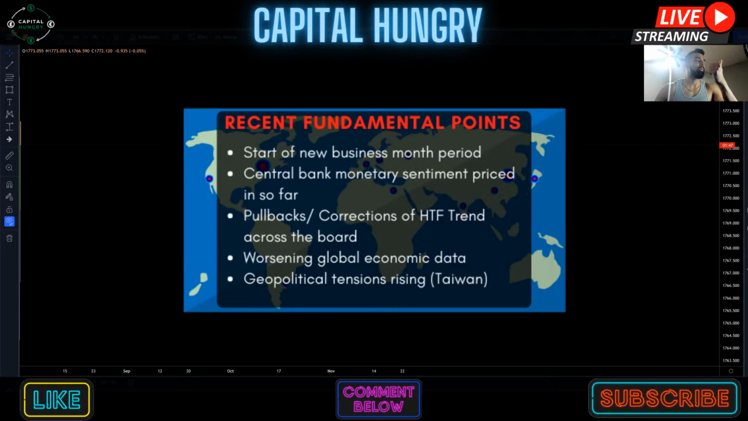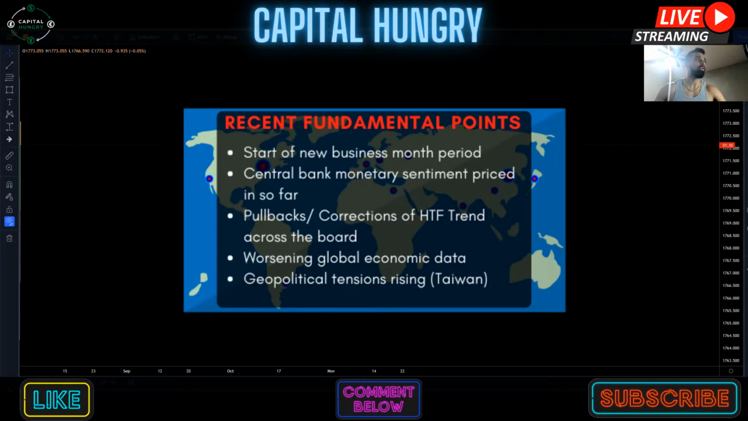Same thing with GBPUSD, same thing with EURUSD, same thing with the US30 stock market index, where we're currently in a short-lived bear market rally. Just some minor pullbacks and corrections of the higher time frame trends across the board.